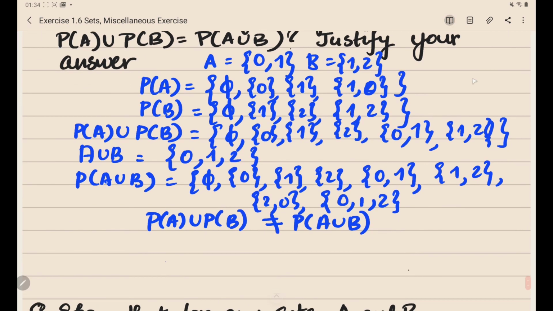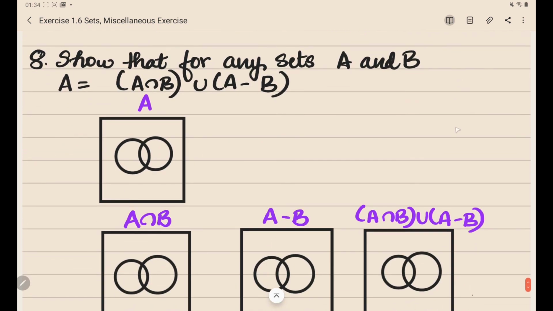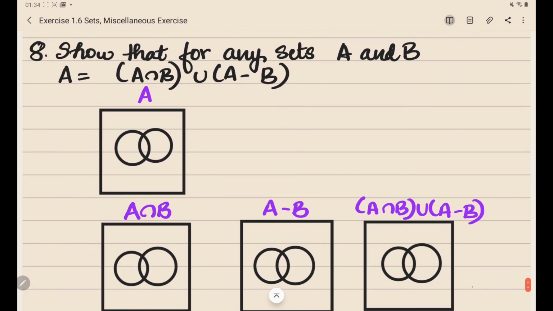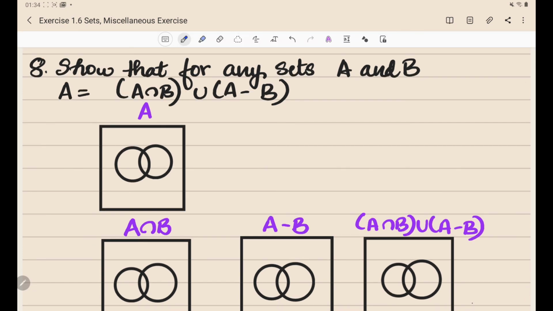Now let's discuss the eighth problem. Show that for any sets A and B, A is equal to A intersection B union A minus B. This you can prove through statements, but I thought I will prove it using Venn diagrams. You can do it in any way, whichever way you wish.